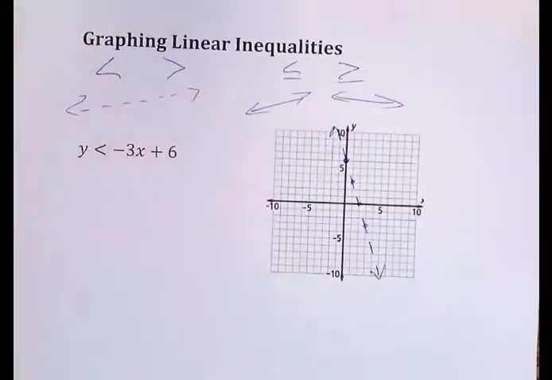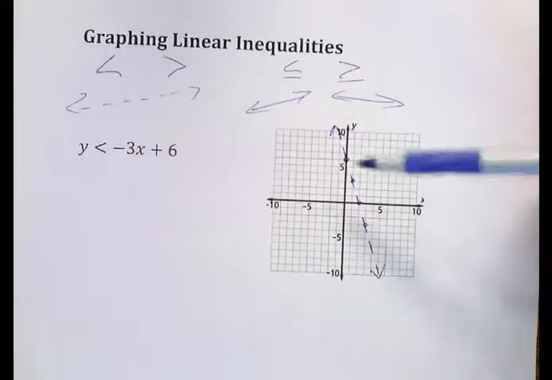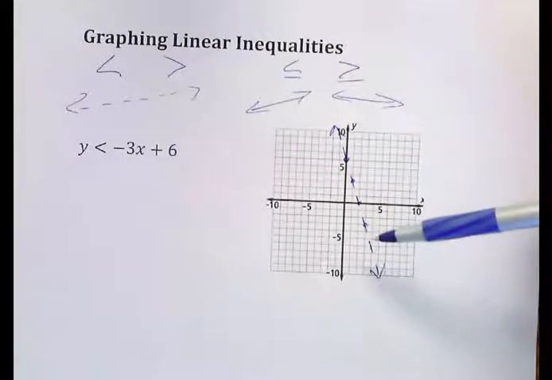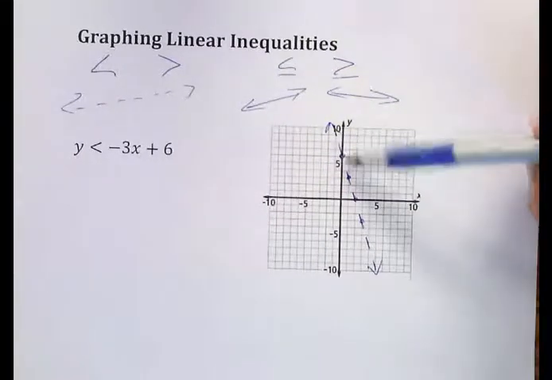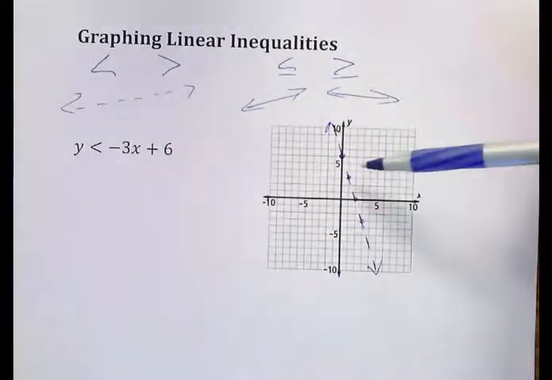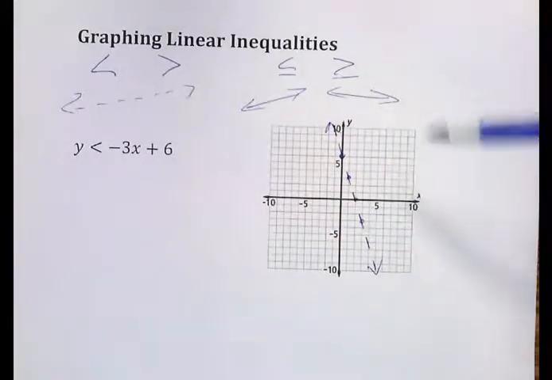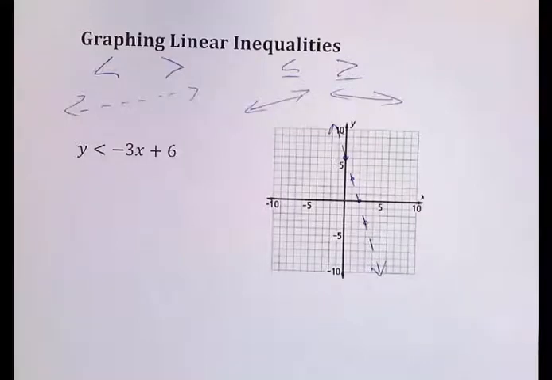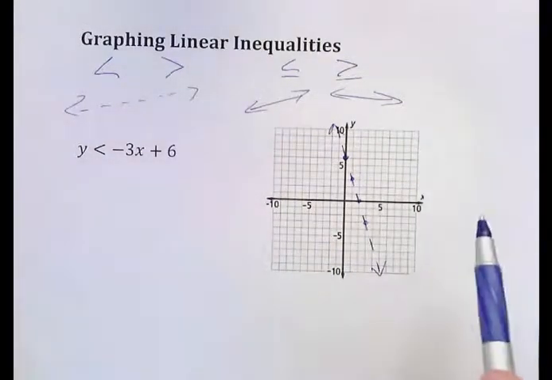Okay, we're almost there. The only other thing we need is we need to figure out shading. So with these inequalities, not only are we going to have solid or dashed lines, we're going to shade. So notice my graph is split into two. I have a left side and I have a right side. So I got to figure out where in the world is the shading. Is it on the left or is it on the right?